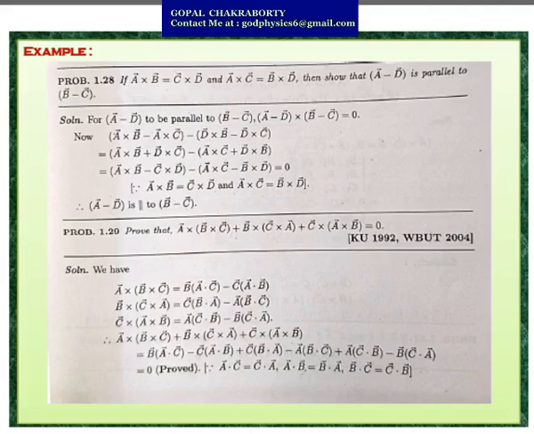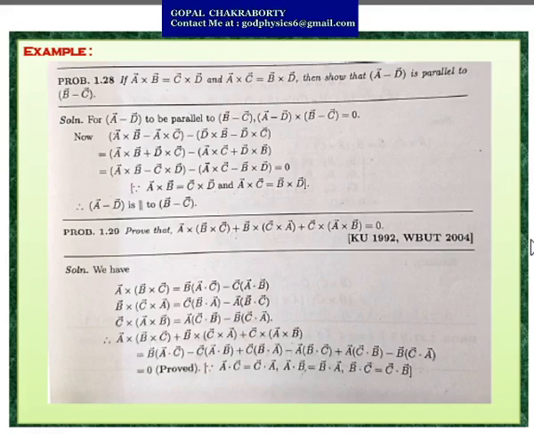Okay, now the next problem. The problem is, if A cross B equals C cross D and if A cross C equals B cross D, then show that A minus D is parallel to B minus C.